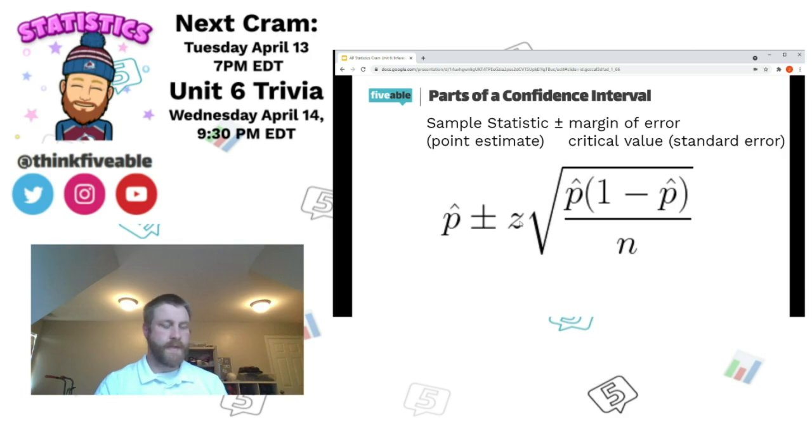So this is my buffer zone. Everything after the plus minus is my buffer zone or my margin of error, made up of two parts: my critical value, which is based off of a normal curve, and then my standard error, which is the standard deviation formula. It's on your reference page.